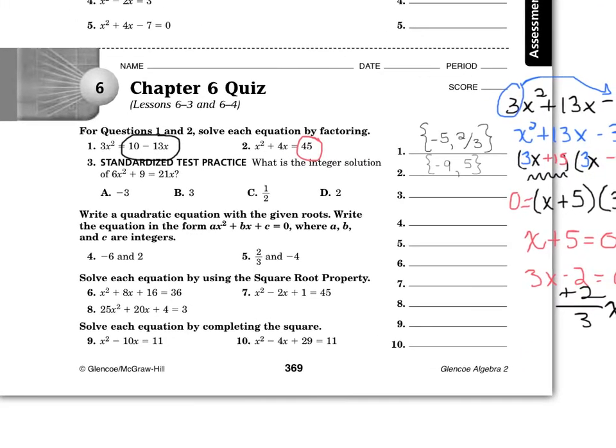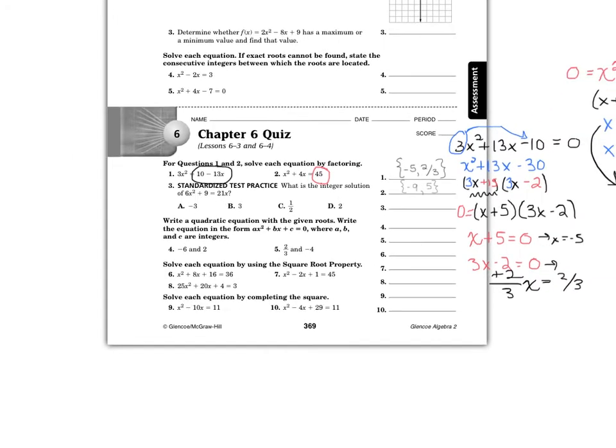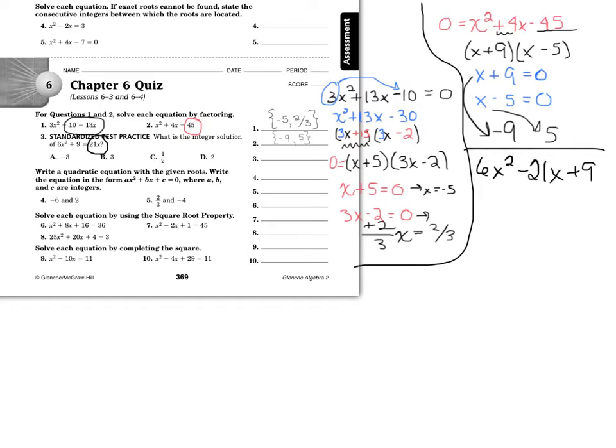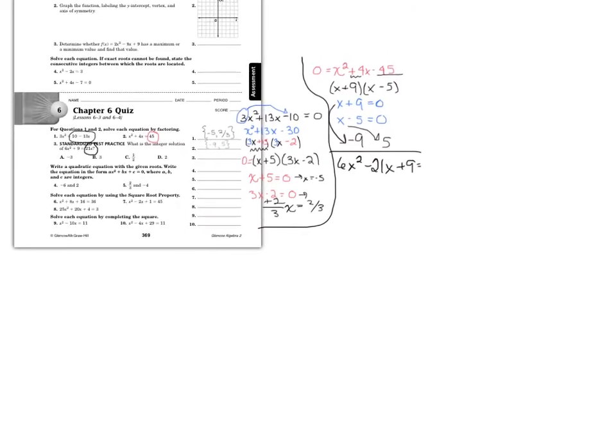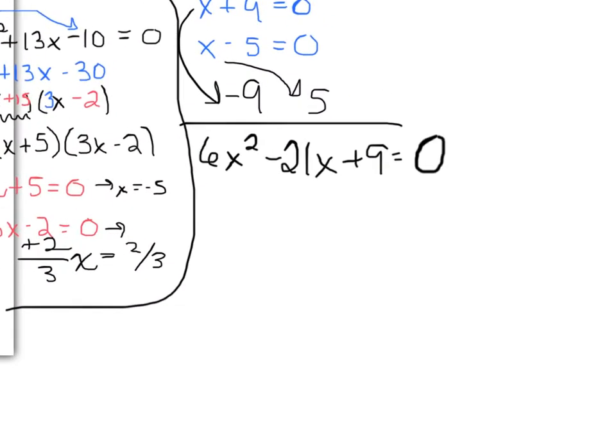In our next question, what is the integer solution of 6x squared plus 9 is equal to 21x? So once again, we actually need to get our equation set equal to 0. So I'm going to subtract the 21x onto the left-hand side. Create some boxes to separate what the problems are here. So we have 6x squared minus 21x plus 9 is equal to 0, okay? The very first thing that I can pull out actually from all of these terms is a 3. Notice that 3 goes into 6, 21, and 9.